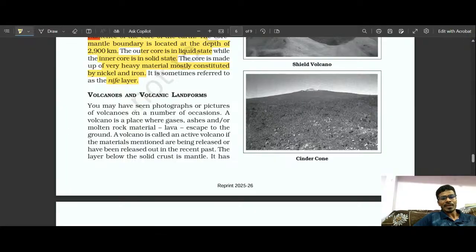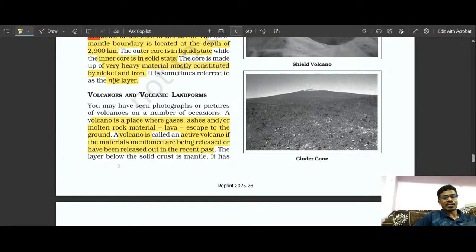Now, volcanoes and volcanic landforms. A volcano is a place where gases, ash, or molten rock material, lava, escapes to the ground and comes out on the surface. A volcano is called an active volcano if the materials mentioned are being released or have been released in the recent past.